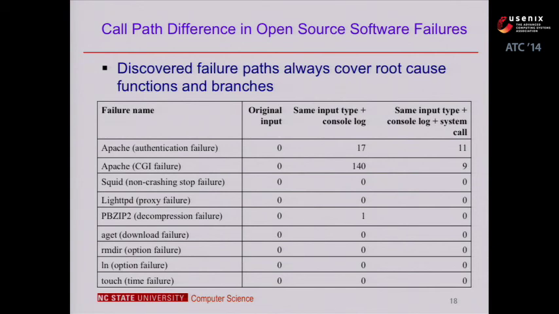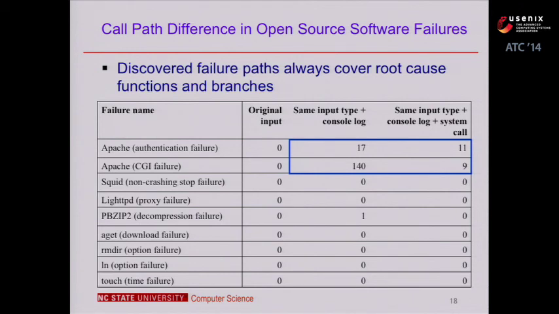We test the system with console log only, and with console log and system call. We observe that with the original input, the system can always find the exact call path. With the same type of input, it can find a very similar call path for most cases. However, for some cases, like the first two, with console log only there is some deviation in the call path. With the help of system calls, we can find a much better, much more similar call path.